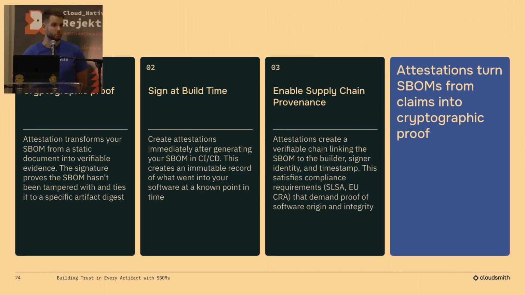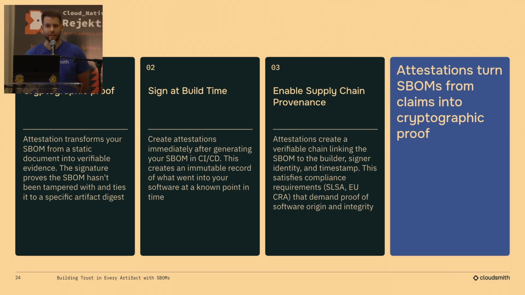So, key takeaways here. Attestations, cryptographic proof of your SBOMs, transform your SBOMs from a static document into something that you can verify. The signature proves that the SBOM has not been tampered with. Always sign at build time. There's no reason to not do it. You have all of the information as part of the pipeline that is generating your SBOM. There's no need to actually do it after.